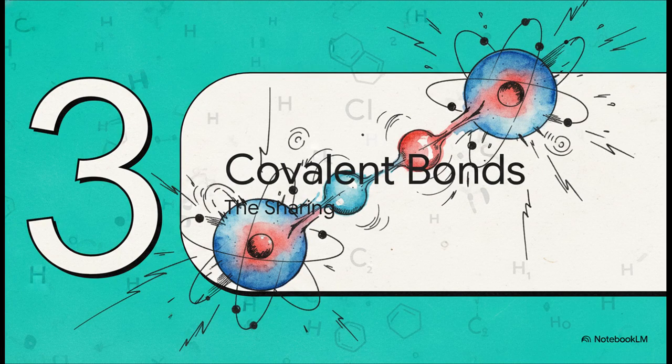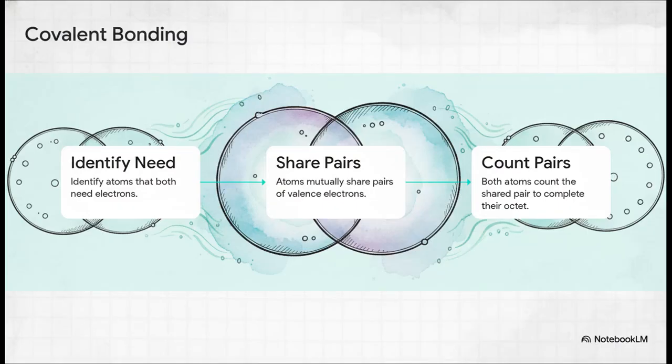Moving on to part 3, covalent bonds, the sharing. But what happens when neither atom is willing to give up its electrons completely? Like, what if they both desperately need electrons and no one wants to lose any? That is exactly where the covalent bond comes in. It's an absolutely brilliant compromise. Instead of a one-way transfer, these non-metallic atoms overlap their outer orbits. They basically pool their resources and co-own pairs of electrons.